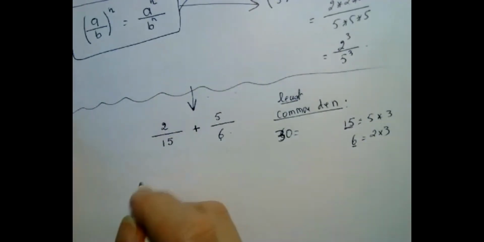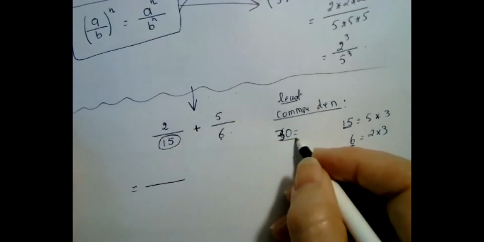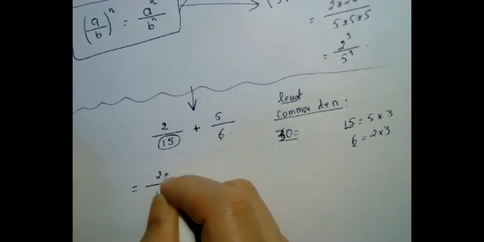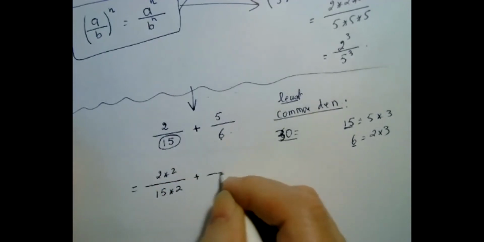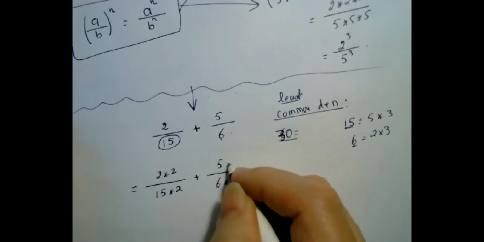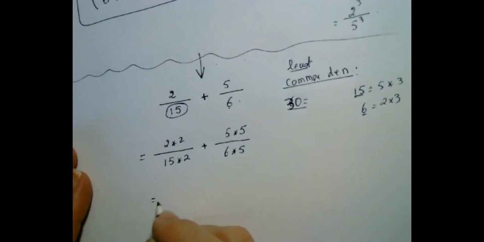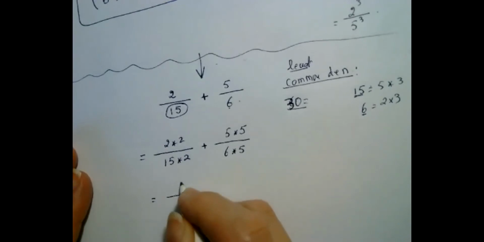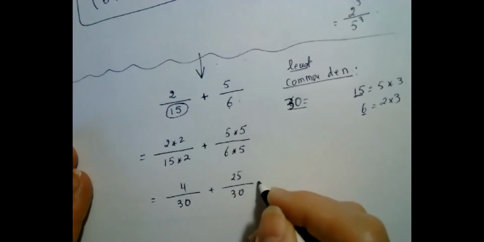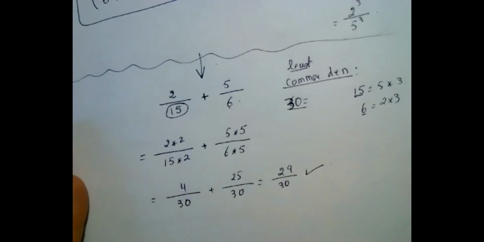Now the common denominator is 30. To get to 30 from 15, I have to multiply by 2, and to get to 30 from 6, I have to multiply by 5. So now both have denominator 30. That gives 4 over 30 and 25 over 30. It's going to give me 29 over 30, end of the problem.